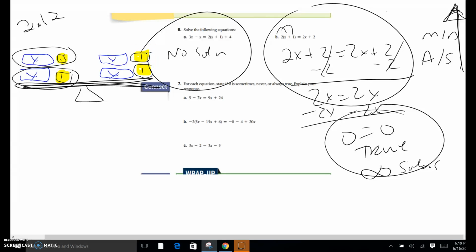So notice when I took the 2 away from both sides, trying to get all the yellow on one side, they just all disappeared. And then when I took the x's away from both sides, same thing. But again, notice 0 does balance with 0. So that's a true statement, but it doesn't matter what x is.